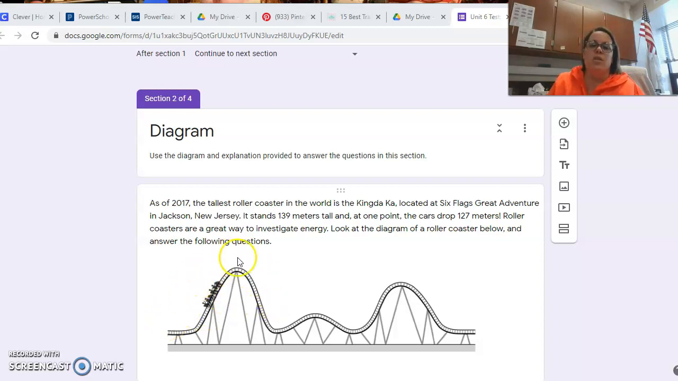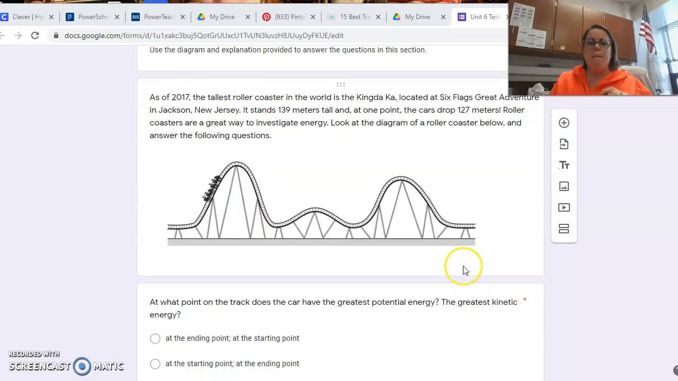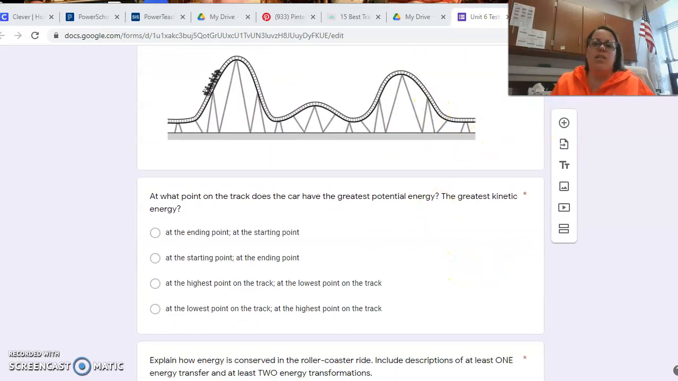So here is our roller coaster. Here's all of our hills and bumps and bounces. And here we go. At what point on the track does the car have the greatest potential energy and the greatest kinetic energy? So at what point on this track will it have the greatest potential energy and the greatest kinetic energy? The first one says at the ending point and at the starting point. So greatest potential, greatest kinetic is at the ending point. Greatest potential is at the starting point, greatest kinetic is at the ending point.